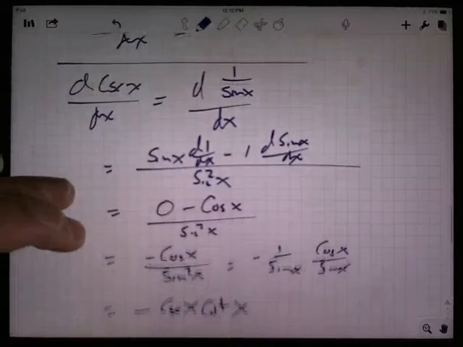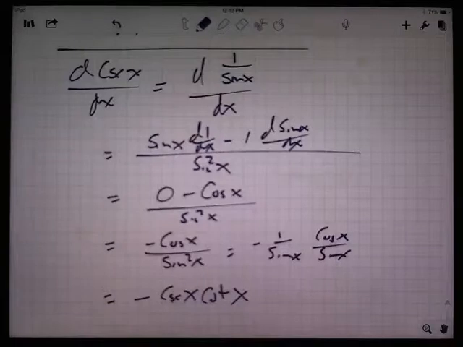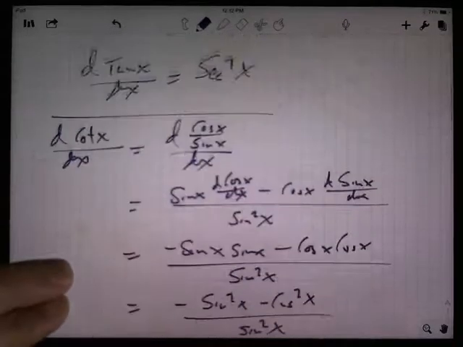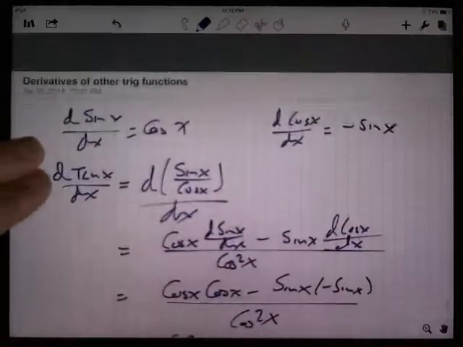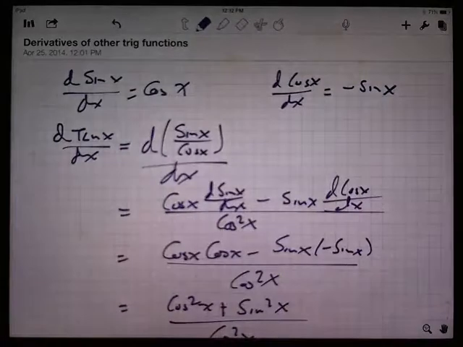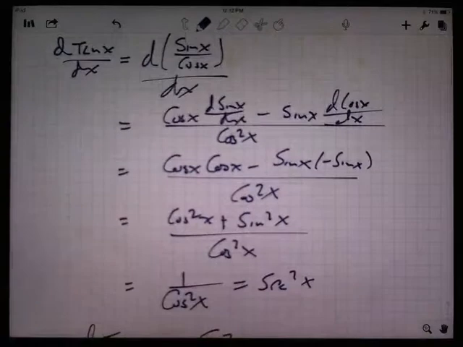Do I expect that you memorize all these derivatives of these 6 trig functions? The answer is, of course, no. Do I expect that if you don't remember them, you can figure them out? The answer is, of course, yes. Sine and cosine, right? We did them graphically, we did them algebraically. Those two, I think, are pretty straightforward to remember. Derivative of sine x is cos x, derivative of cos x is negative sine x. Then you just use that information to derive whatever derivative you need.